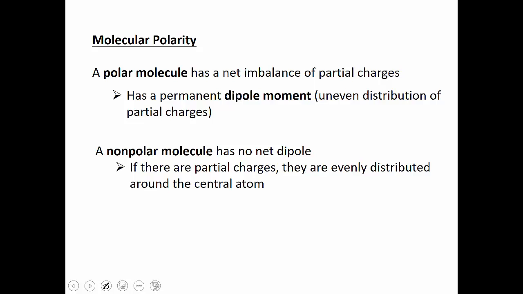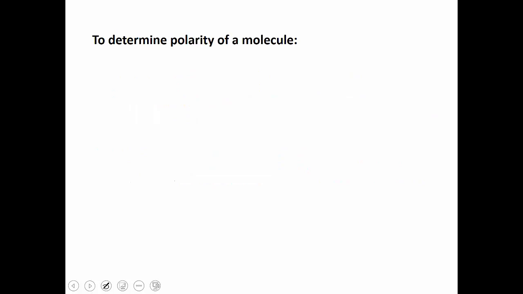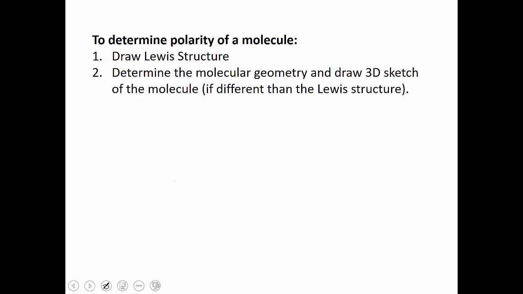This is just an introduction, but the nitty-gritty, the steps that you need to take, are what we're going to talk about right now. In order to determine the polarity of a molecule, the first thing you need to do is draw a Lewis structure. You need to make sure that you are successful in drawing Lewis structures. The next step is a review of something that we've learned in class. Once you've drawn the Lewis structure, you need to determine the molecular geometry and draw the 3D sketch of the molecule. It's very important that you are solid in being able to do these first two steps.